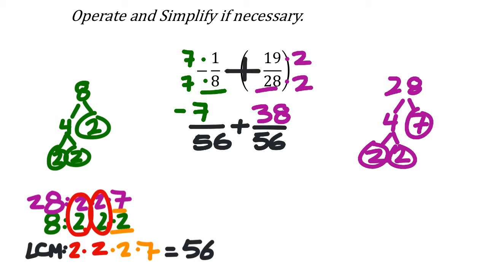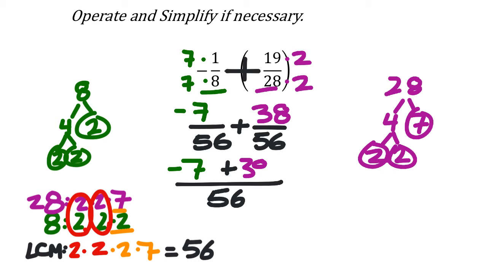So this is my new problem, and since I have common denominators, I can rewrite the problem with one fraction, and it is an addition problem. So I got the negative 7 plus the 38. And then negative 7 plus 38 is 31. So we'll put that 31, and I got 56 there.